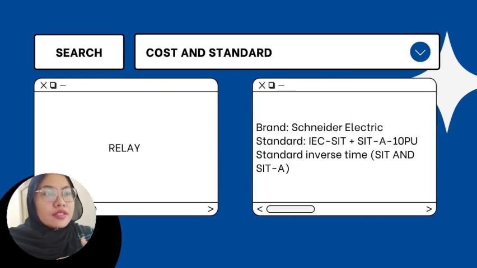Okay, for the next equipment, it would be relay. It will be from the brand Schneider Electric, and the standard that it uses is IEC SIT plus SITA, 10 PU standard inverse time, SIT and SITA.